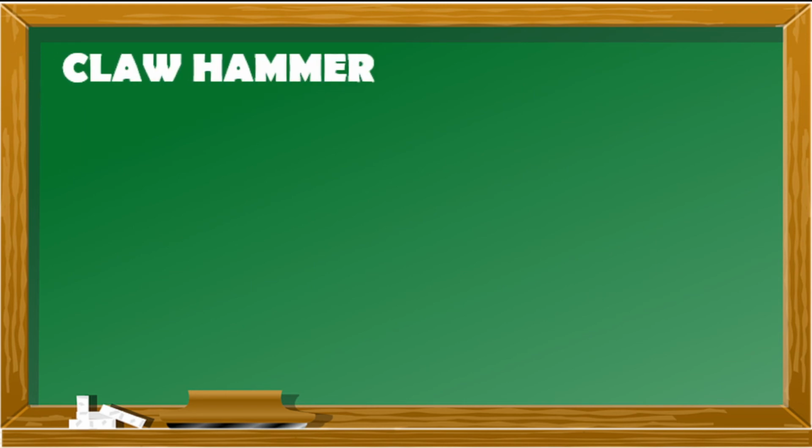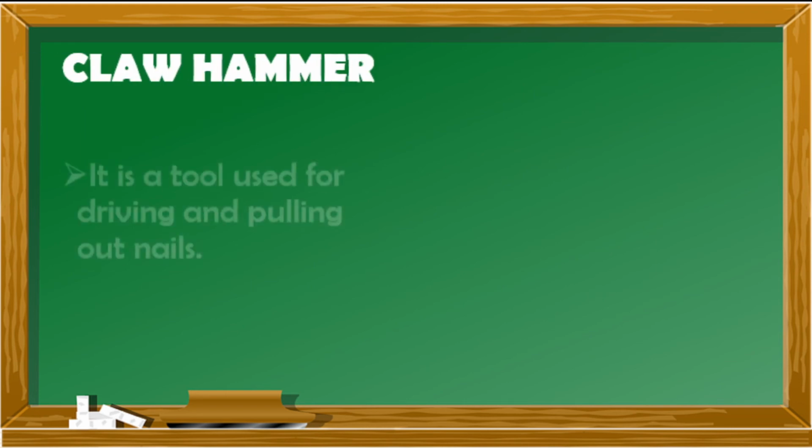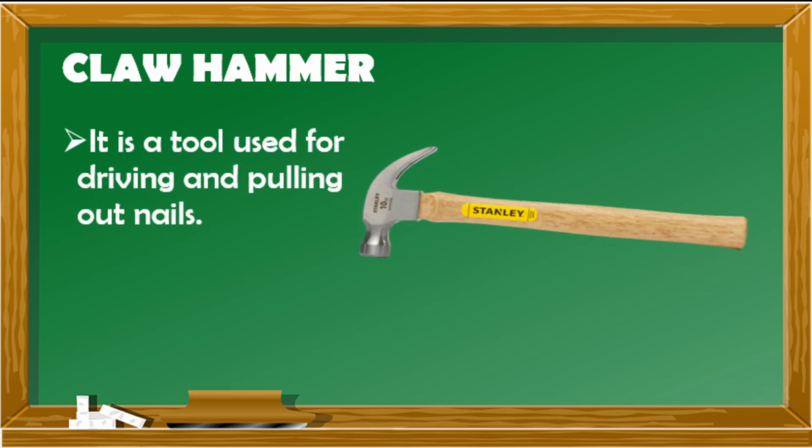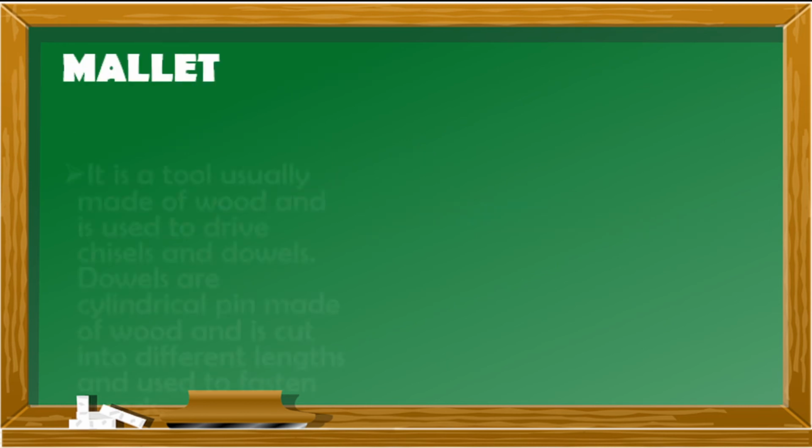So next, claw hammer. It is a tool used for driving and pulling out nails. So may dalawang part yung claw hammer natin. Ito yung claw and then yung head. So yung head niya is for nailing or hammering the nail. Then claw is for removing yung nails natin. So claw hammer.